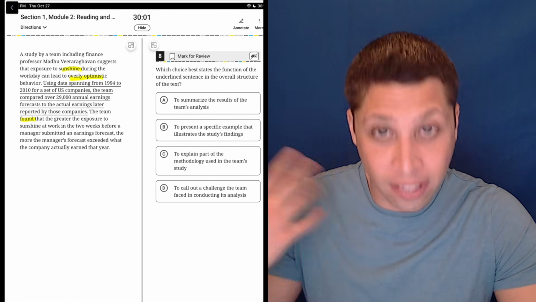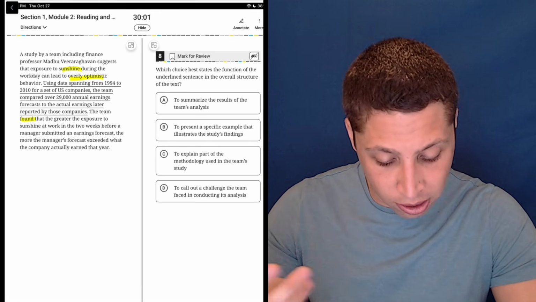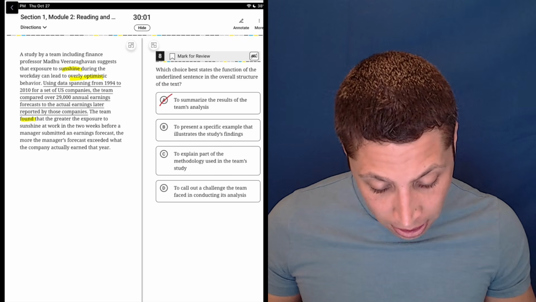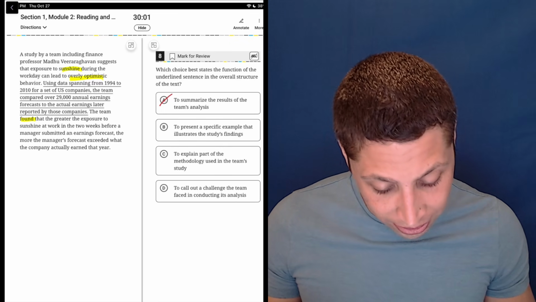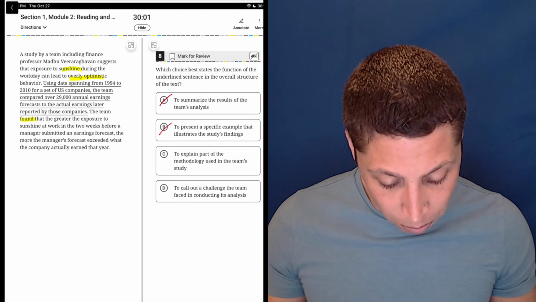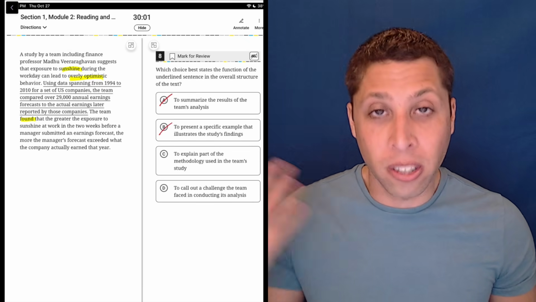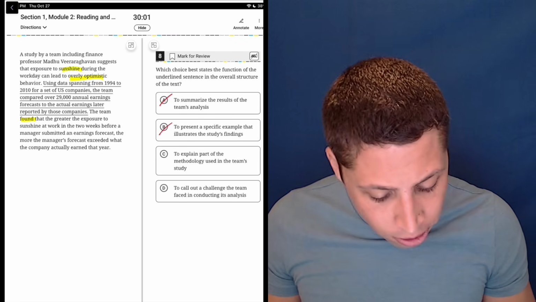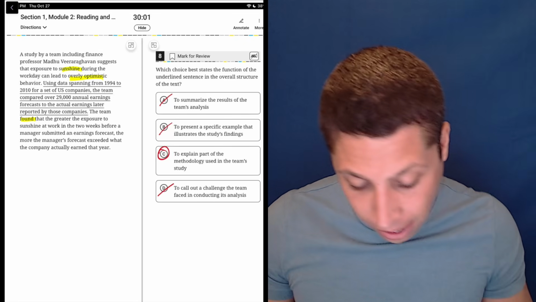It's a setup to what the study is doing. It just does not summarize the results of the analysis. No, that's what the next sentence does. B, it presents a specific example that illustrates the study's findings. No, it does not. It's not the findings. To explain part of the methodology used in the team study, right? What are the methods they used to conduct the study? That seems right. To call out a challenge the team faced? No, definitely not. So C is the answer.